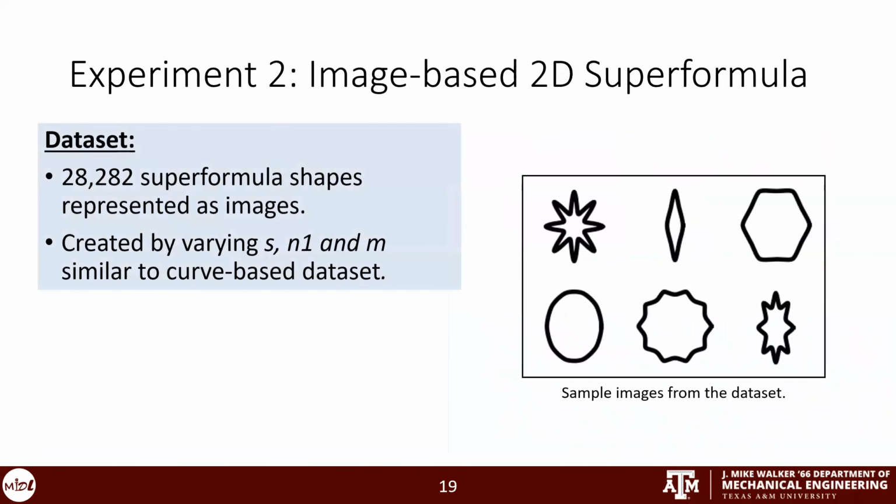A second experiment was conducted on a dataset similar to the first experiment, with the only change being that the shapes were in the form of images. The generative model that we used here was a convolutional variational autoencoder, which is more suited for image-based datasets. The latent dimension was kept at 3, as only 3 parameters were changed to create this dataset as well.